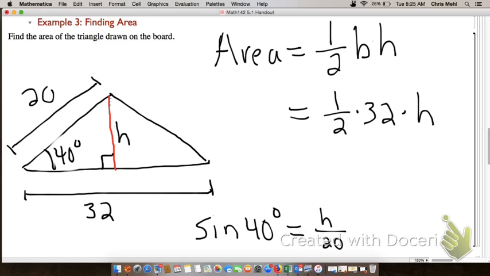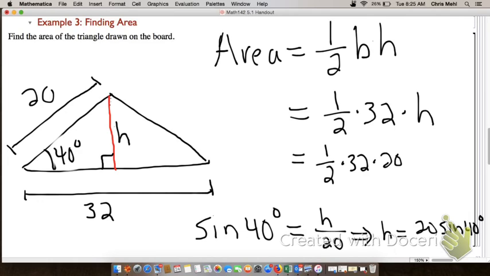Okay, and this is going to imply that h is equal to 20 sine of 40 degrees. Instead of doing my rounding at this step, I'll just use that value of h and come back up here to my area equation. This is 1/2 times 32 times 20 sine of 40 degrees. And this value, I'll plug that in my calculator.